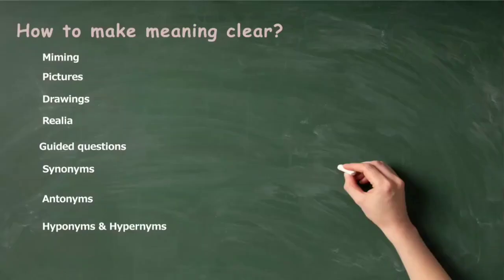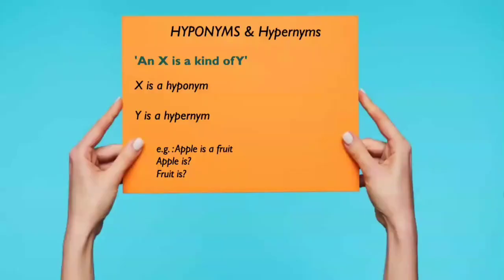Number 8. Hyponyms and hypernyms. A hypernym represents a category and a hyponym represents a specific instance of the hypernym. For example, you want to teach the word fruit. You can show a picture of an apple and tell your students, everybody, apple is a fruit. Then you can show a picture of an orange and tell your students, orange is a fruit. In this way, they will comprehend what you mean by the word fruit.